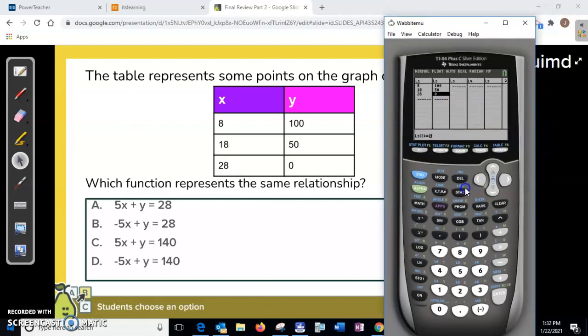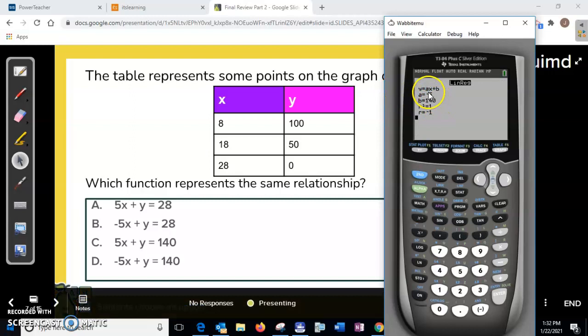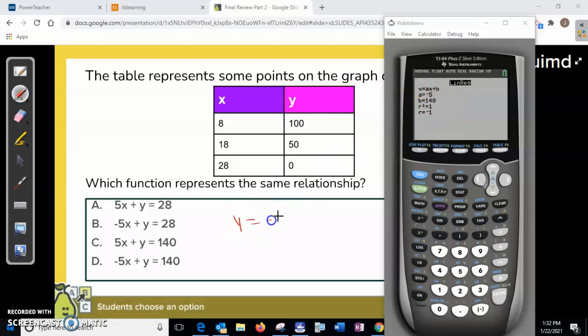Press Stat, right arrow, number 4. Press enter 5 times. And remember, you only focus on the A and the B, right? So my A is 5, my B is 140. So Y equals negative 5X plus 140. If you notice, there's only two that have 140, so A and B is gone.